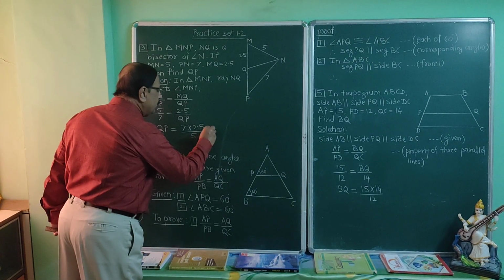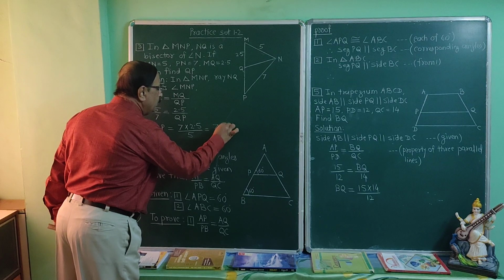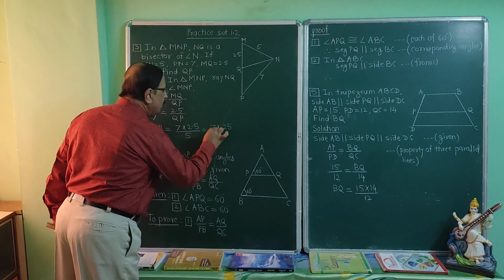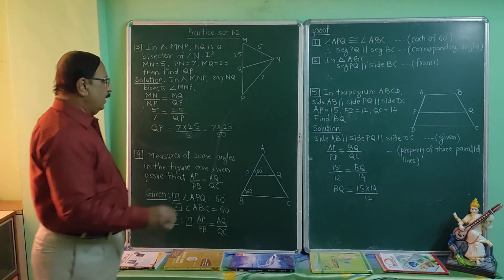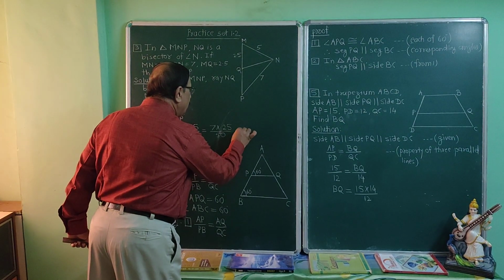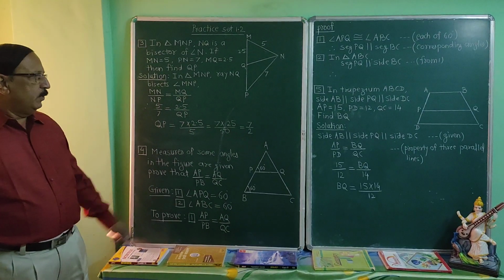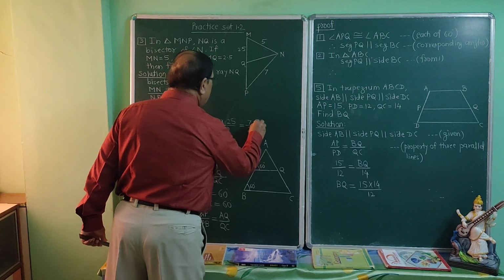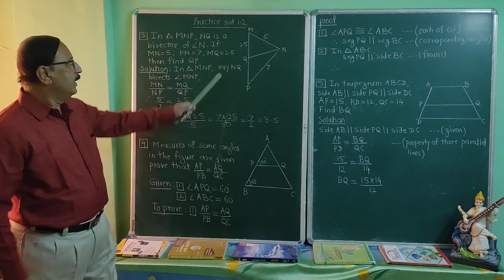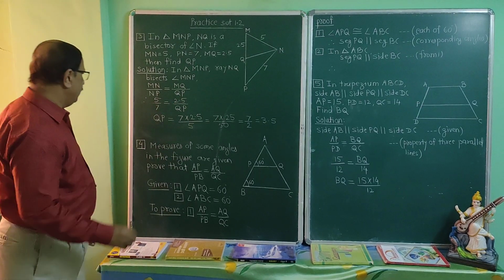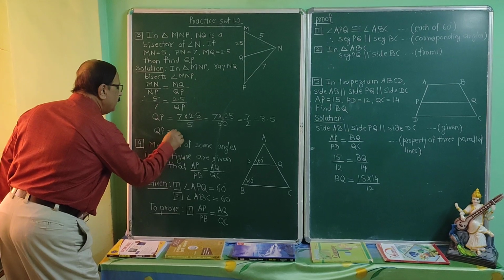By removing this decimal, we get 7 into 25 divided by 50. And the least form of this is equal to 7 upon 2. What is 7 upon 2? It is equal to 3.5. Therefore, length of segment QP is equal to 3.5.